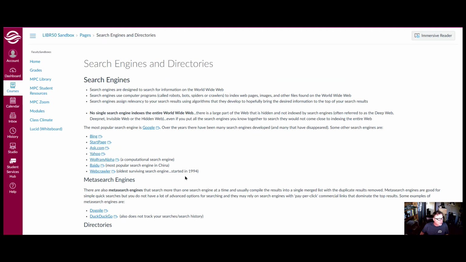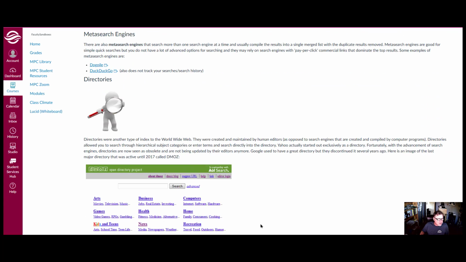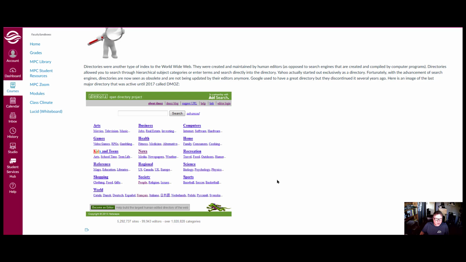And come over here. I talk about search engines. Here's some different search engines. There's a few that are kind of special, like this Wolfram Alpha is actually a computational search engine. It's very interesting, so I recommend checking that out. We also have WebCrawler, which is the oldest one that's still surviving. It started in 1994, if you can imagine that. Talk about meta search engines, and I mentioned a thing about directories, which is how websites like Yahoo got started.